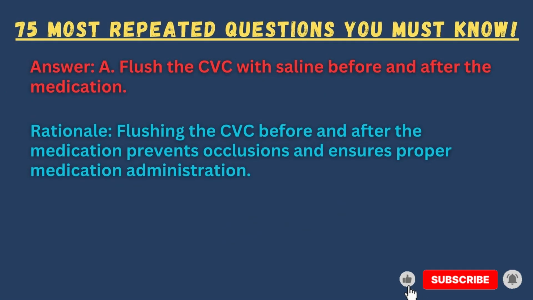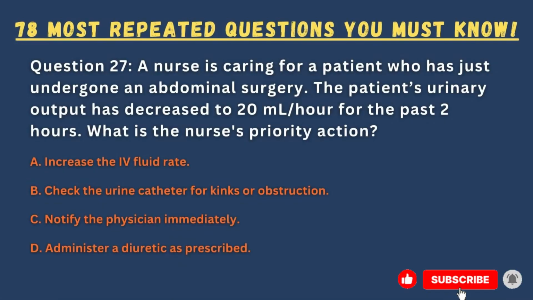Answer: A. Flush the CVC with saline before and after the medication. Rationale: flushing the CVC before and after the medication prevents occlusions and ensures proper medication administration. Question 27. A nurse is caring for a patient who has just undergone an abdominal surgery. The patient's urinary output has decreased to 20 milliliters per hour for the past 2 hours. What is the nurse's priority action?